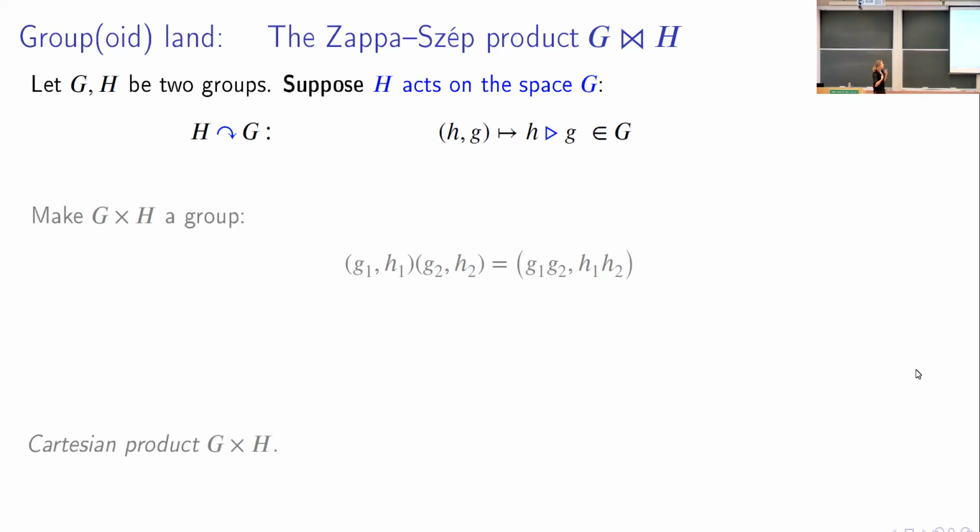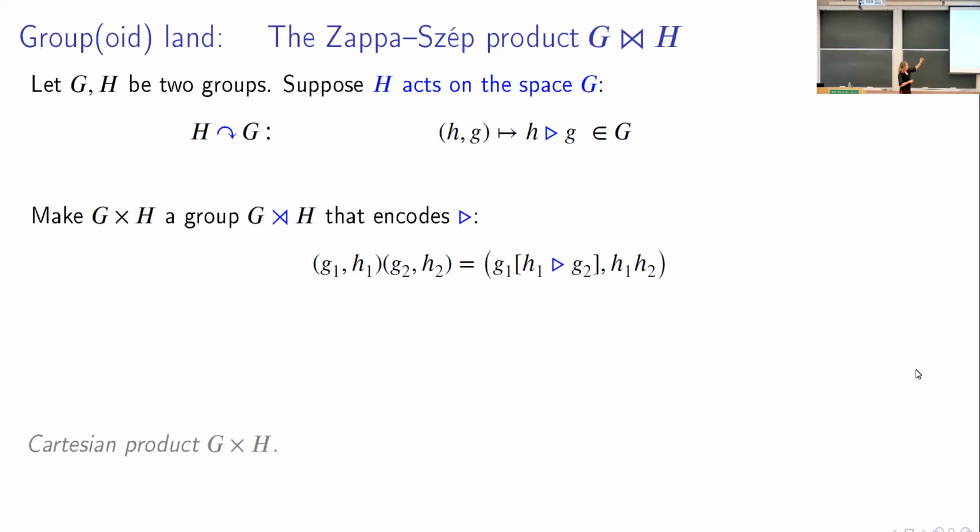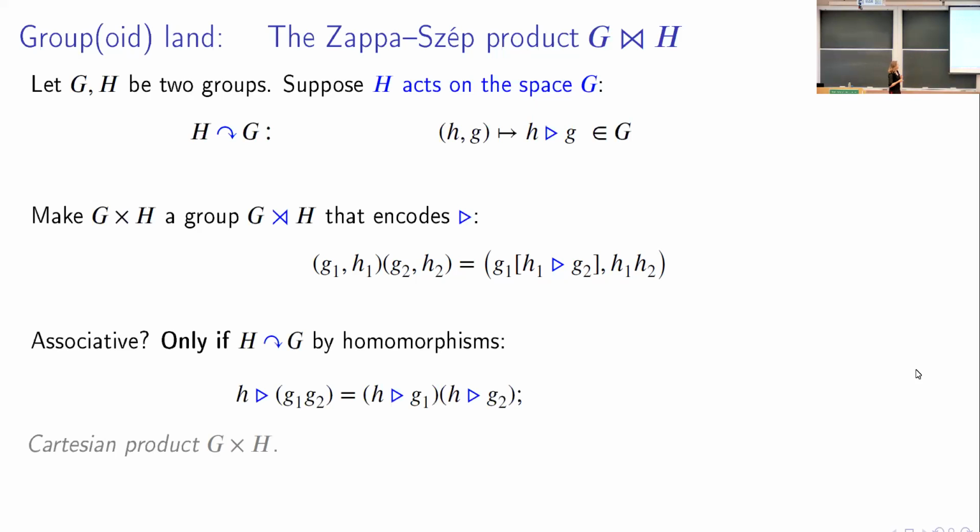So I have this new additional data, and I want to make a new group which encodes this action. Okay, so what do? Instead of just multiplying component-wise, I actually pay a price when H1 crosses over G2. H1 acts on G2. Right? And you've all seen this before. You also know this symbol, this \rtimes in LaTeX, right? So I would like this to be a group.